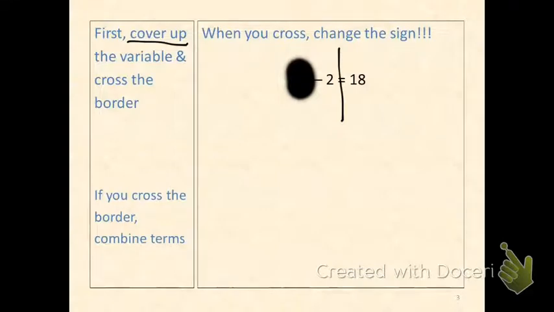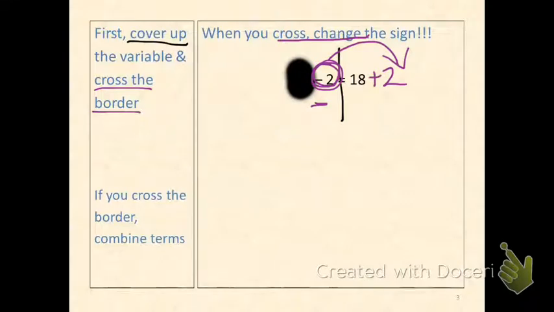Now to solve this, when I say cross the border, what I mean is take whatever's left. So I covered up the x. This guy right here is left, right? So I am going to pick him up and move him over here. Now the trick is that when you cross, you change the sign. So it's a minus over here. That means I'm going to change it to a plus over here.